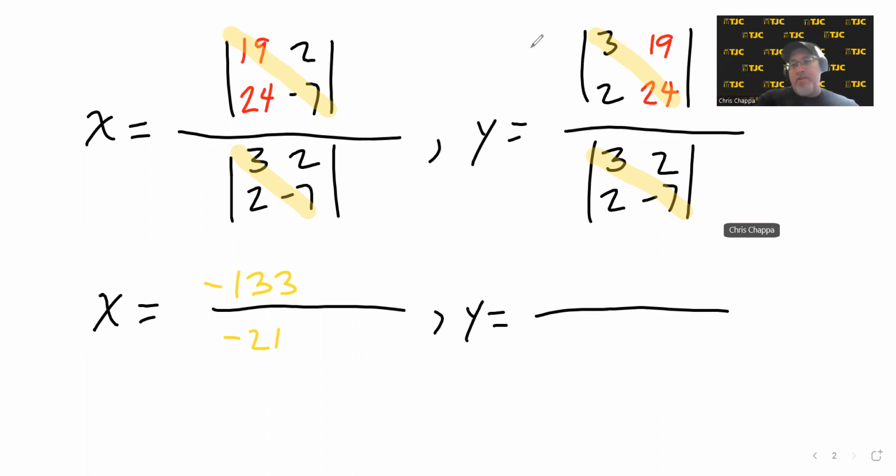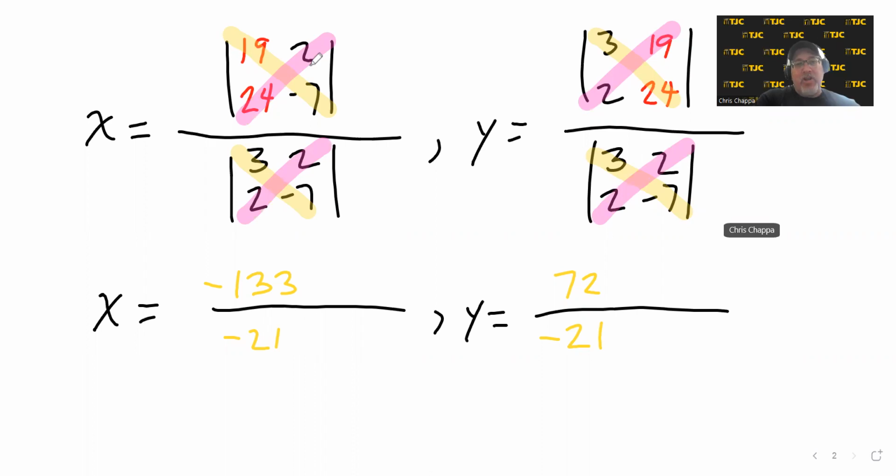Okay. On the top of the y, we have 3 times 24, which is 72. And on the bottom of the y, we have 3 times -7, which is -21. Now, normally I wouldn't do all four of those products at once. I'd do the first determinant, the second determinant, third determinant, fourth determinant. But I'm just doing this to remind you of how we start determinants. We start by multiplying on the main diagonal. Then we multiply along the other diagonals.